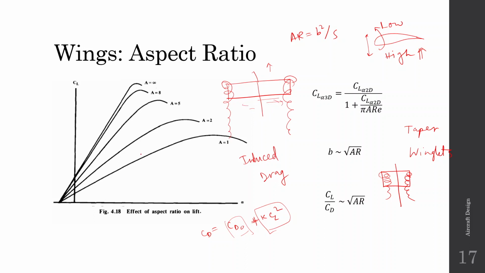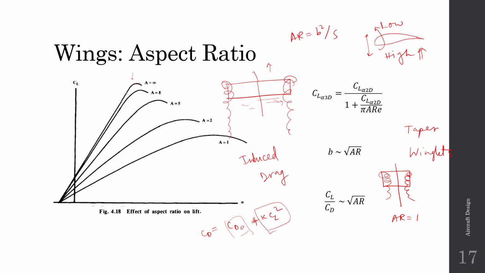So this is the graph you can see of CL versus alpha for different aspect ratios. As the aspect ratio increases, the wing span also increases, and the wing becomes more like an infinite wing. You can see that at AR equal to 1 the CL is very poor. AR equal to 1 might correspond to this case, it might look like this. So the CL max is very low, and as you increase the AR, the CL max increases and approaches the aerofoil CL max.